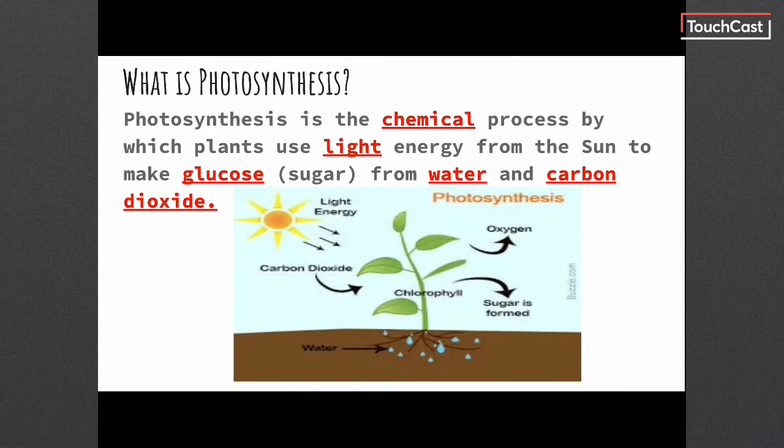So what is photosynthesis is your first essential question. Photosynthesis is the chemical process by which plants use light energy from the sun to make glucose or sugar from water and carbon dioxide. Light from the sun shines down on the plant. The plant takes in water from its roots. It takes in carbon dioxide that we breathe out. And inside, where you see in the middle, it says chlorophyll. That's inside the plant leaves. Sugar is being converted, and then oxygen comes out of the plant, which we breathe.